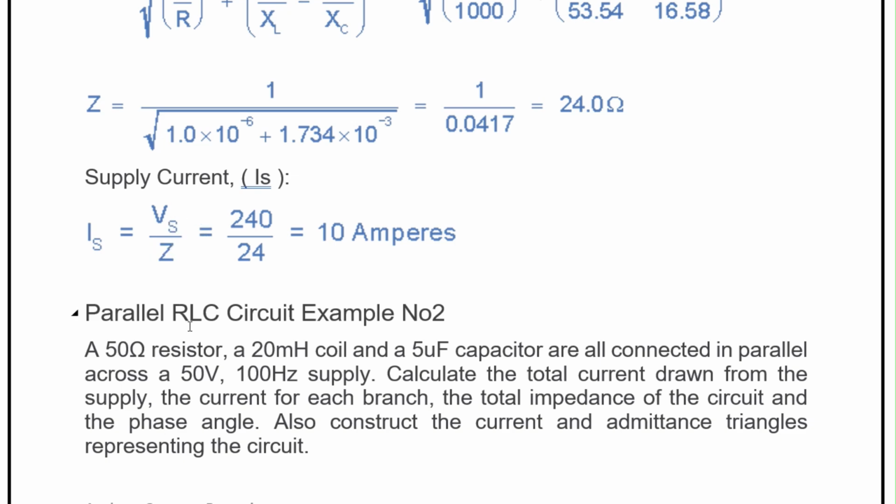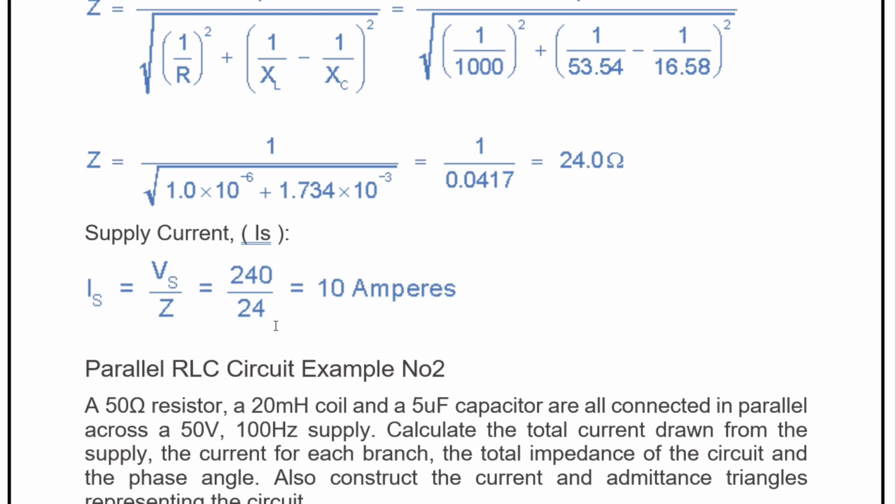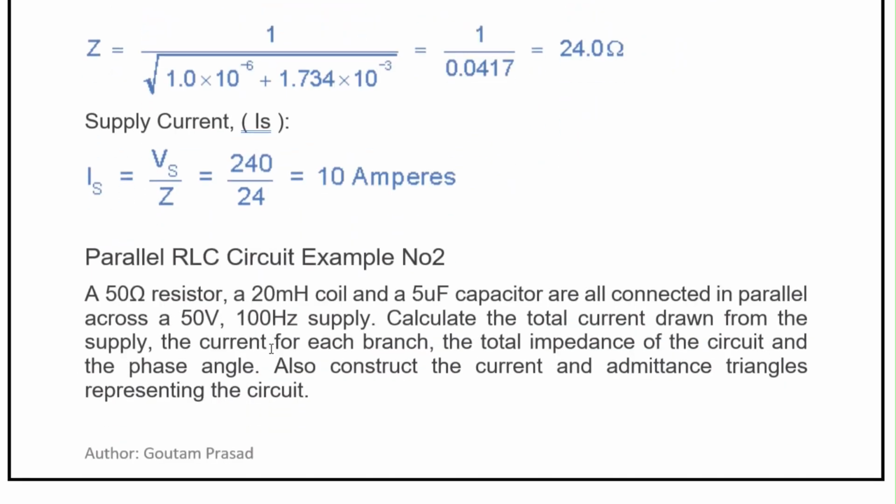Now having calculated Z, you can calculate Is. Is will be equal to Vs divided by Z, equal to 240 by 24, and that is equal to 10 amperes.